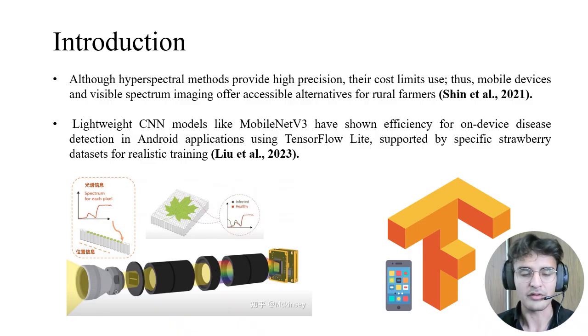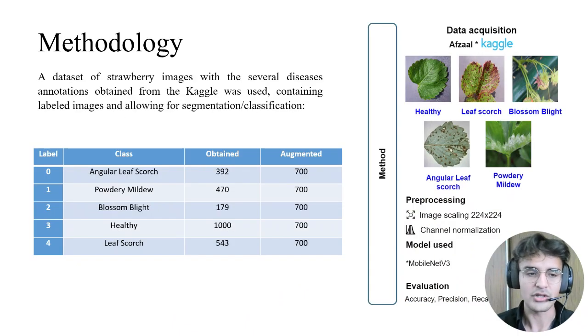Lightweight CNN models like MobileNet version 3 have shown efficiency for on-device disease detection in Android applications using TensorFlow Lite, supported by specific strawberry datasets for realistic training. In the methodology, a dataset of strawberry images with several disease annotations obtained from Kaggle was used, containing labeled images and allowing for segmentation and classification. These classes are angular leaf scorch, powdery mildew, blossom blight, healthy, and leaf scorch.